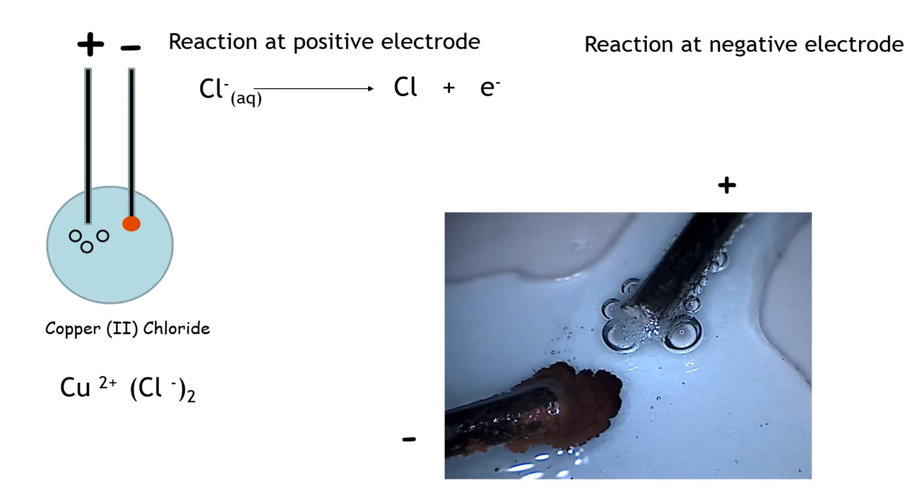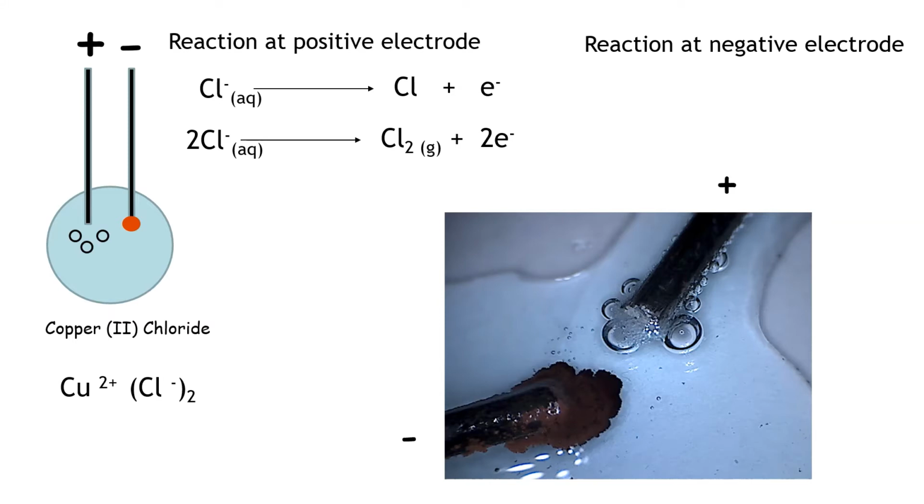Because chlorine doesn't exist as individual atoms, it will come together as a chlorine molecule, being diatomic. So we need to double everything. You can see this is the overall equation that we got. So we see bubbles of chlorine gas, as in the video here, being produced at the positive electrode.